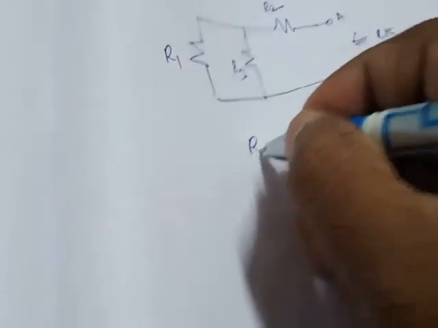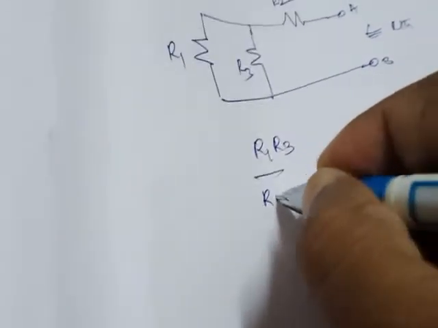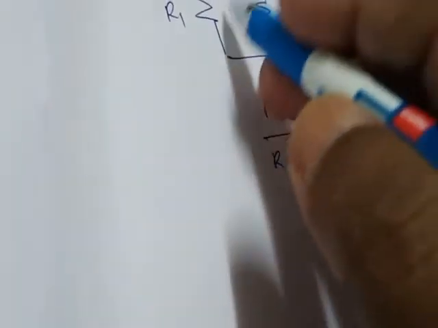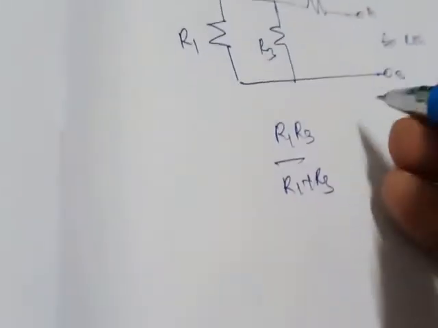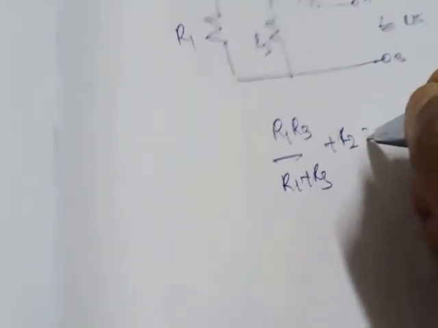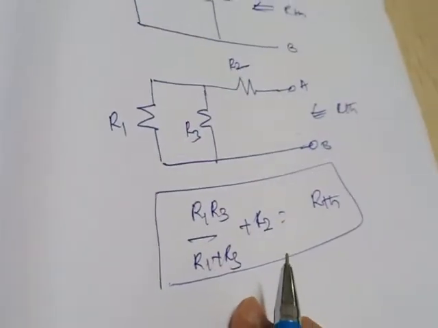So what is the resultant? The resultant is R1 R3 divided by R1 plus R3. If you solve this, you will get one resistance. For that resistance, how will R2 be? It will be in series, that is R2. This is equal to R Thevenin. This is how to find R Thevenin.